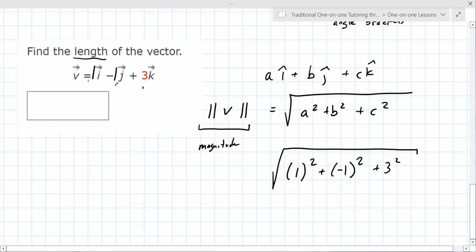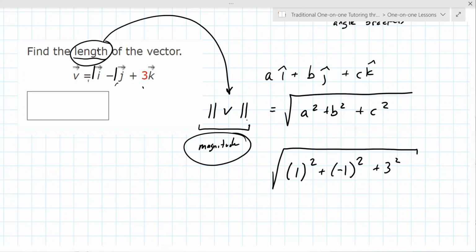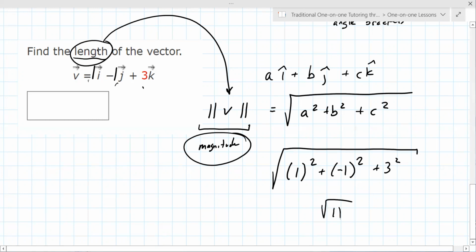You have those 3 numbers. With the magnitude, what's this? That means length. So that's where you're really going to struggle, because these words all mean the same thing: magnitude, length, these double vertical lines, they all mean the same thing. Okay, so that's 1 plus 1 plus 9, so that's the square root of 11. And that's your final answer.